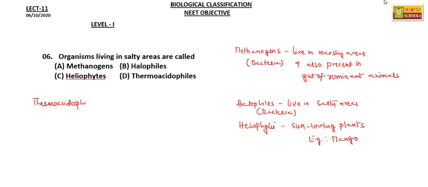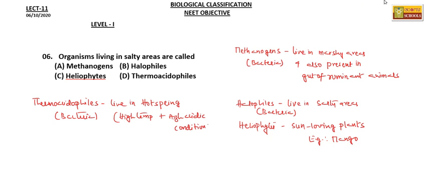Then coming to thermoacidophiles. These are the bacteria that live in hot springs, that is with high temperatures plus high acidic conditions. Those bacteria that live in these conditions are called thermoacidophiles. So the question, organisms living in salty areas, are called halophiles. So option B will be the right answer.